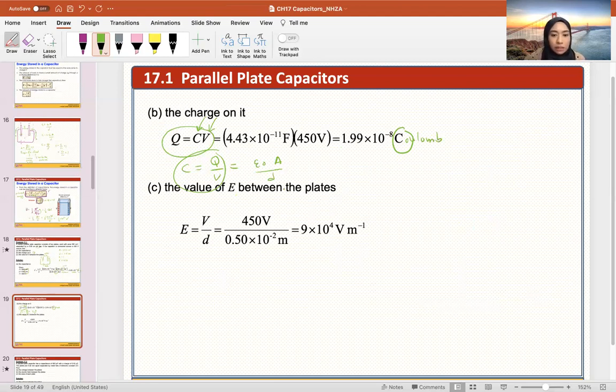The value of E between the plates. Now, this equation I have not shown you in this chapter, but in a previous chapter, we talked about delta PE equals QE times delta X, which is also equal to Q delta V.